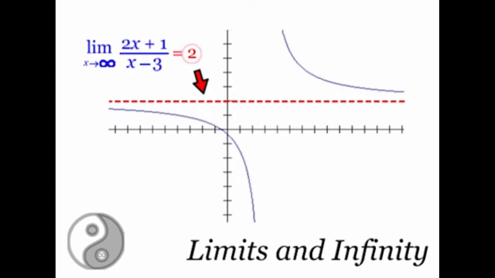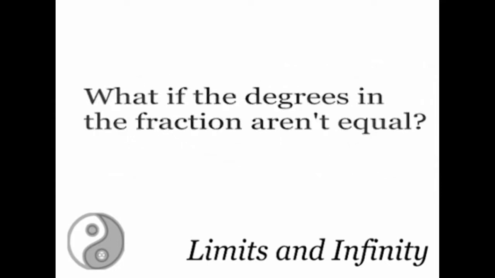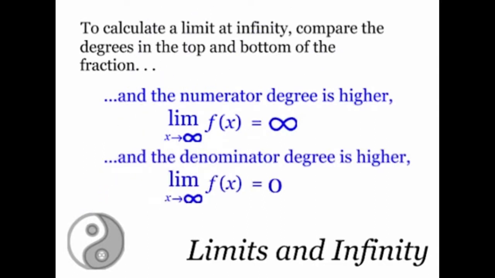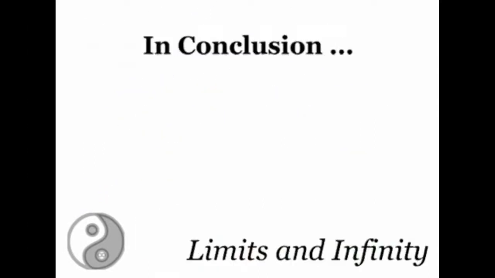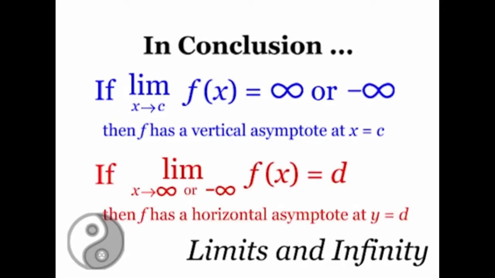Now what happens if these degrees are unequal on the top and bottom of the fraction? Well, if the denominator's degree is higher, then the limit is 0. But if the numerator's degree is higher, the limit doesn't exist because it's infinity. In conclusion, if the limit as x approaches c of f of x is infinity or negative infinity, then f has a vertical asymptote at x equals c. Whereas, if the limit as x approaches infinity of f of x equals z, then f has a horizontal asymptote at y equals z.